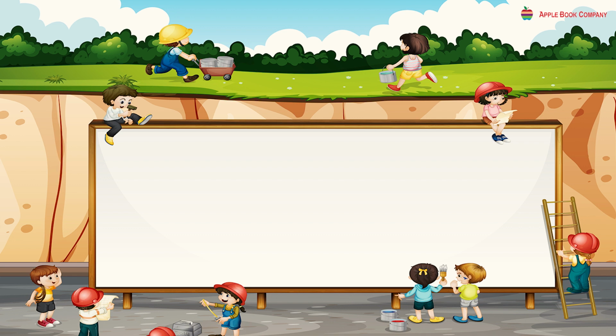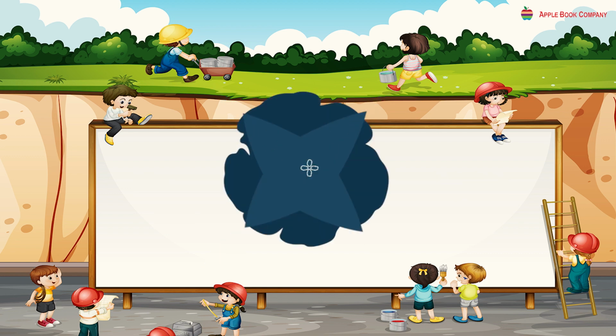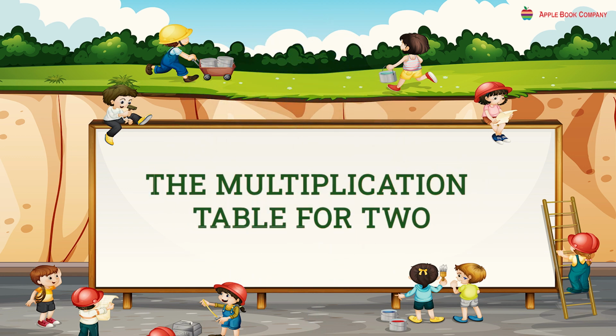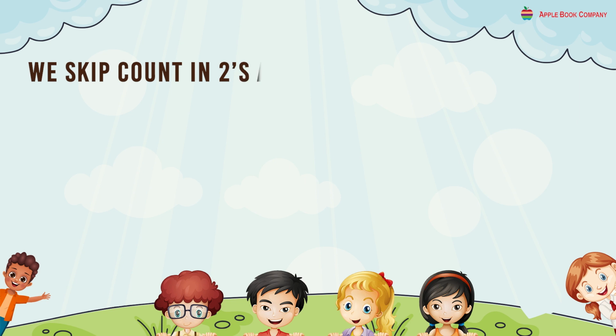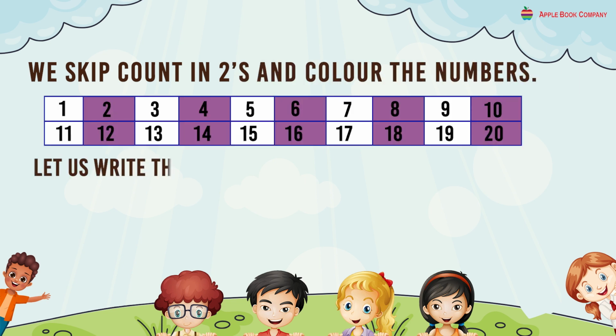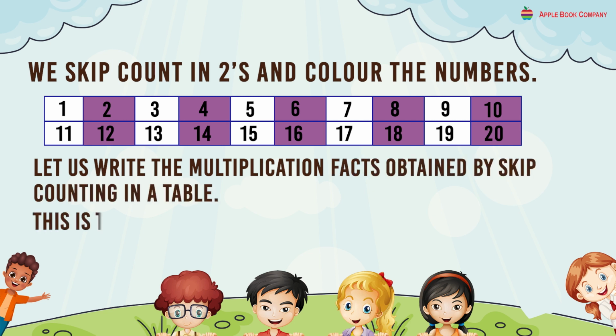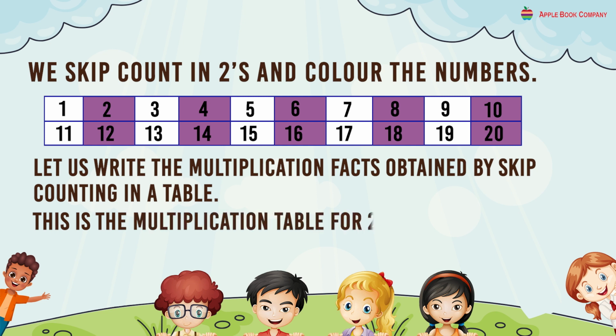Our next topic is multiplication tables of numbers up to 10. The multiplication table for 2. We skip count in twos and color the numbers. Let us write multiplication facts obtained by skip counting in a table. This is the multiplication table for 2 up to 10 counts.